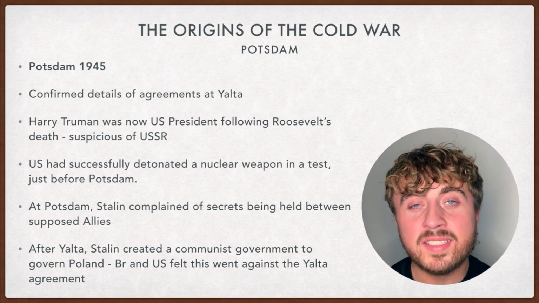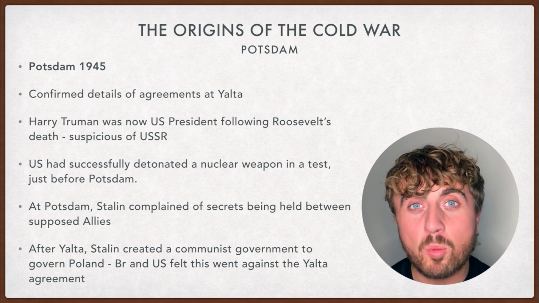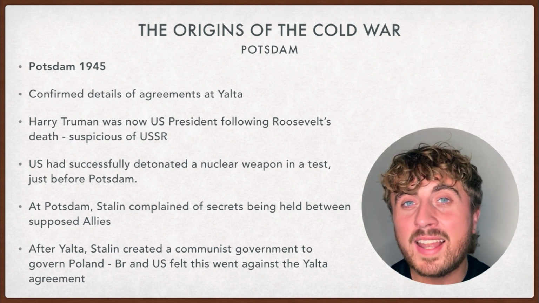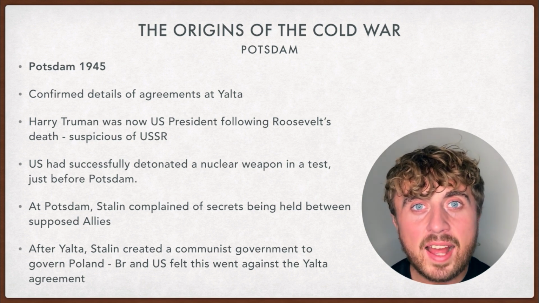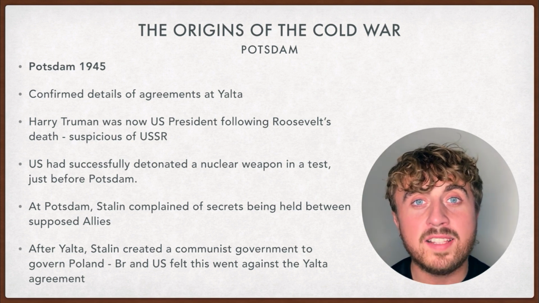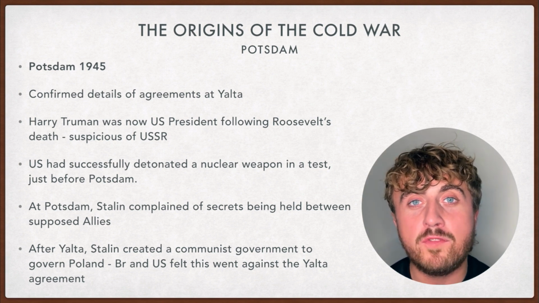Now the US had successfully detonated a nuclear weapon shortly before Potsdam. This was kept a secret from the USSR. However, Stalin actually knew about these plans due to his spy network. At Potsdam, Stalin brought up the fact that he was being withheld information from the US.